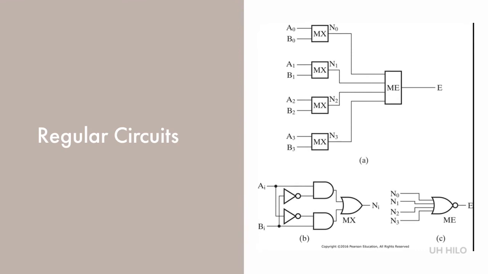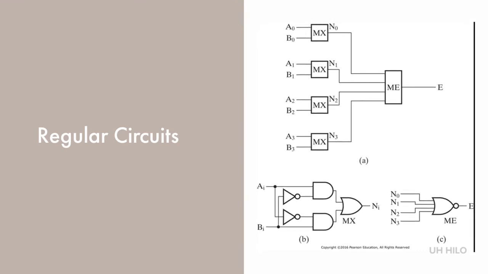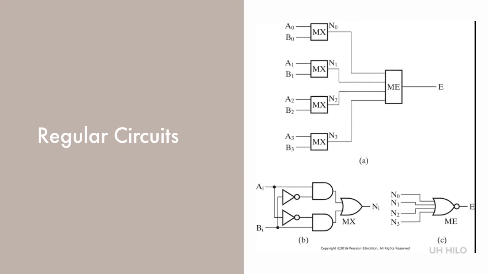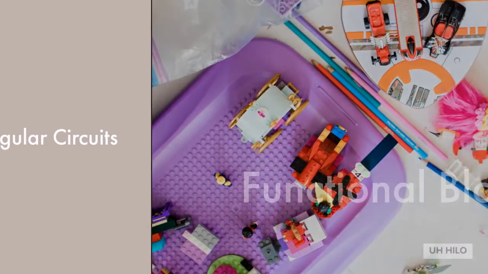We can measure regularity as the ratio of the number of primitives in the final circuit to the total number of blocks in the hierarchical diagram, including primitives. The larger the ratio, the higher the regularity. For our 4-bit comparator circuit, the ratio is 21 to 11.